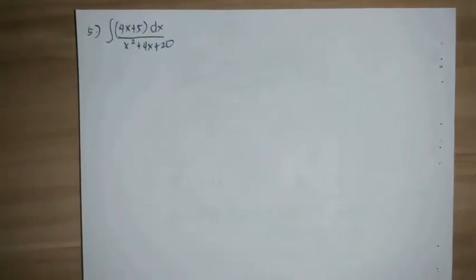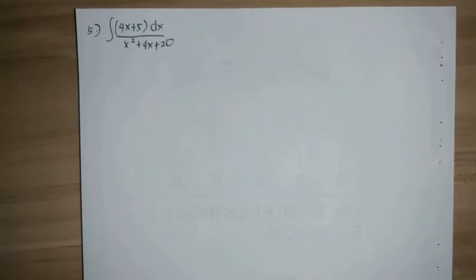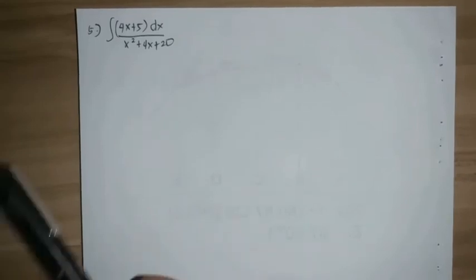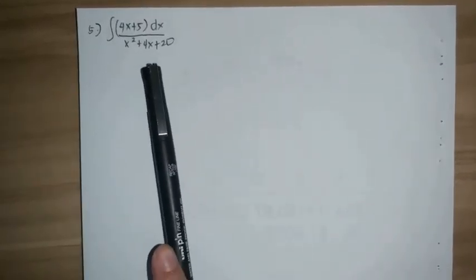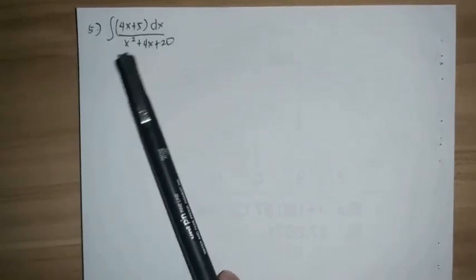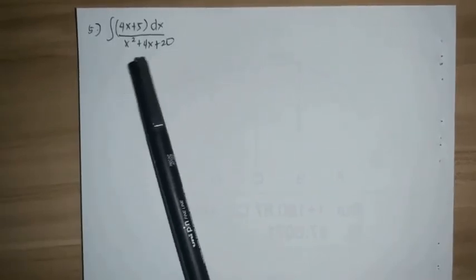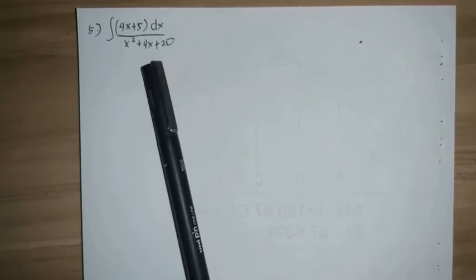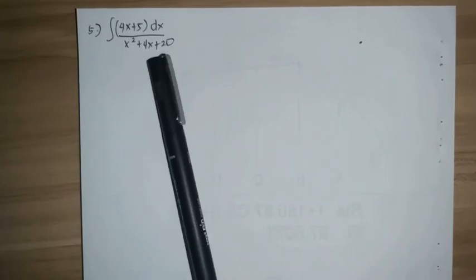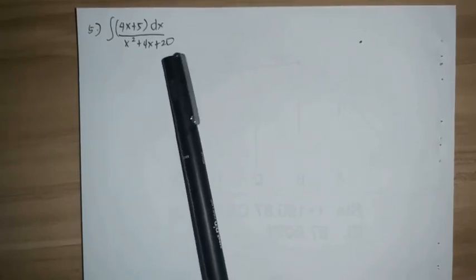Here, as you can see, we have the integration of (4x + 5) dx over x squared plus 4x plus 20. So we need to classify which case this rational fraction belongs to. It's not case 1 or case 2, because if you try to factor this out, you cannot reduce it to a factor form. It's irreducible. So it belongs to case 3.